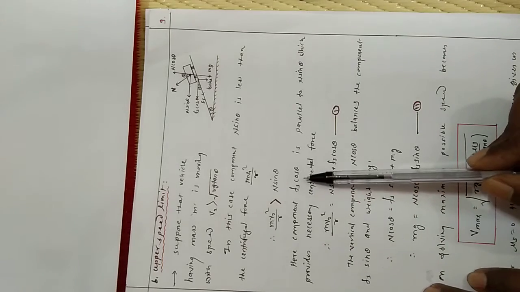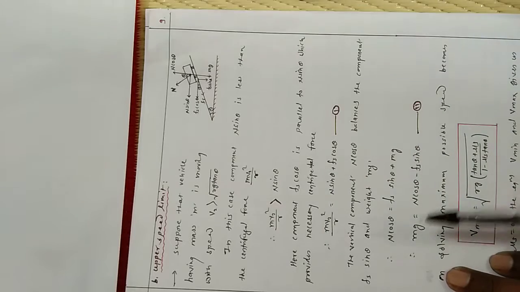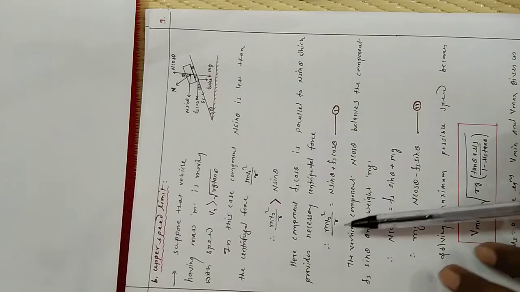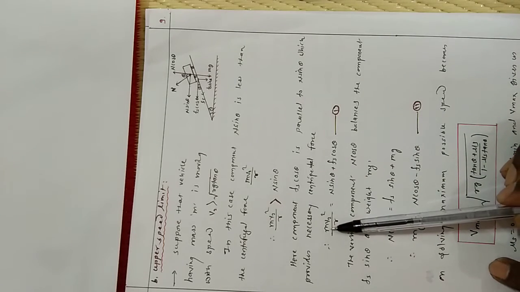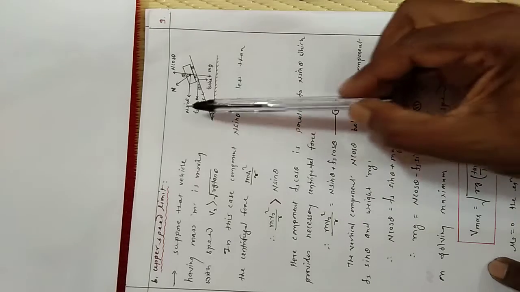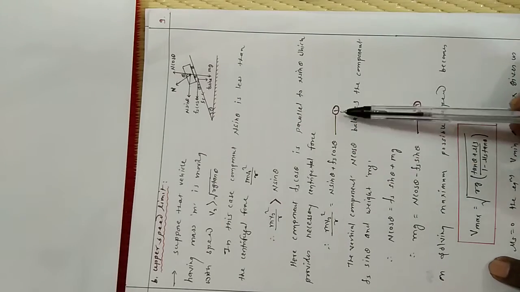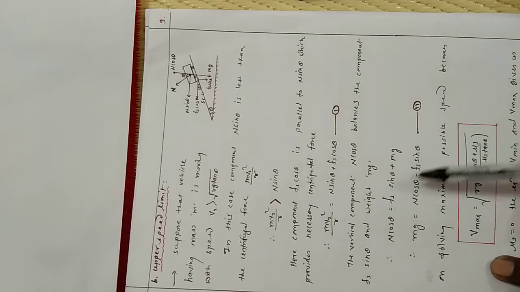Here the component fs cos theta is parallel to n sin theta, which provides the necessary centripetal force. That means we can write the centrifugal force m v2 square by r is equal to n sin theta plus fs cos theta. This is n sin theta, this is fs cos theta, both are in the same direction, so they add to each other. So this is our first equation.